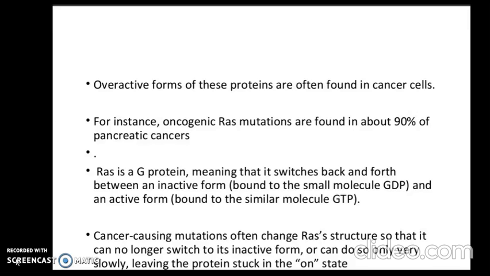RAS is a G protein, which means that it switches back and forth between an active form and an inactive form. Cancer-causing mutations often change RAS structure so that it can no longer switch to its inactive form, or can do so only very slowly, leaving the protein stuck in the on state.